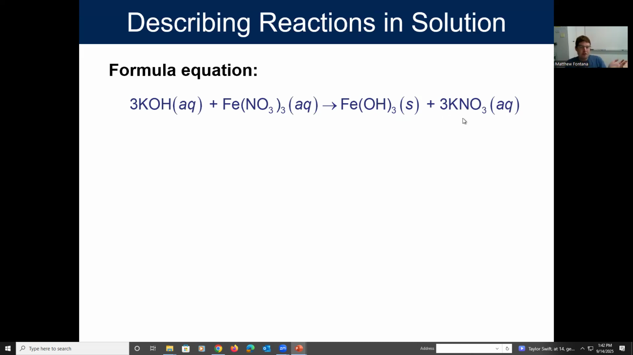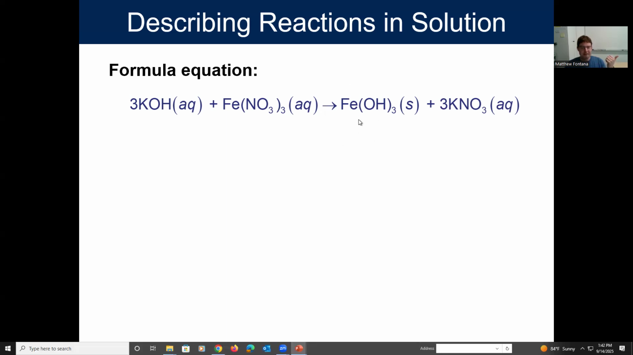This is what's called the formula equation. It tells you that this aqueous solution reacts with this aqueous solution. It's going to form a precipitate of iron hydroxide, and it's also going to form some potassium nitrate. Let's double check though, and prove why this is insoluble.